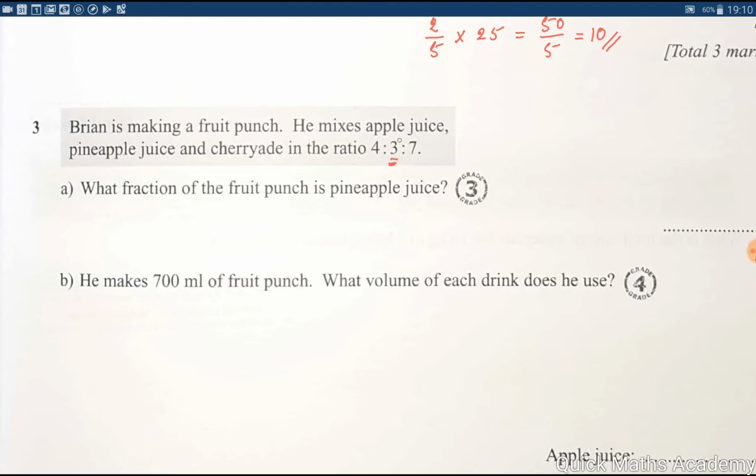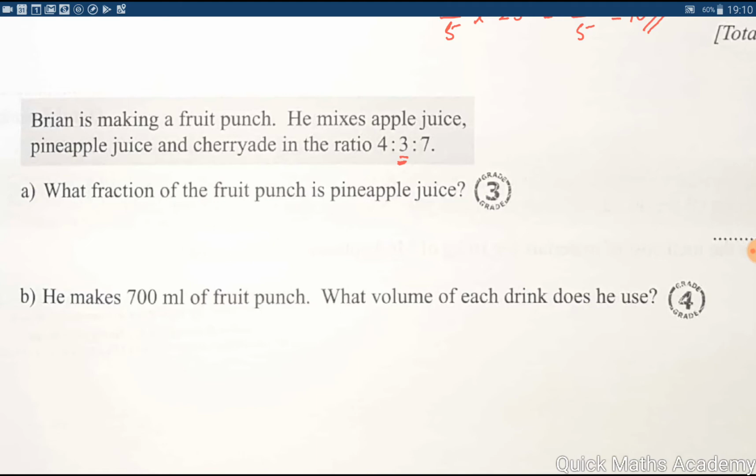4 plus 3 is 7, 7 plus 7 is 14. So in total we have 14. And of this 14, how much is the pineapple? 3. So what fraction of the fruit punch is pineapple? 3/14. There you have it. This is the pineapple.